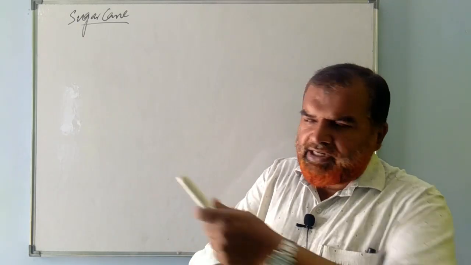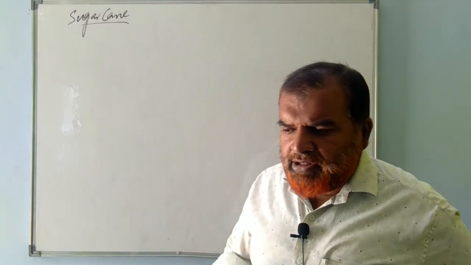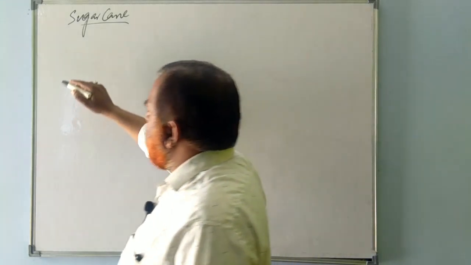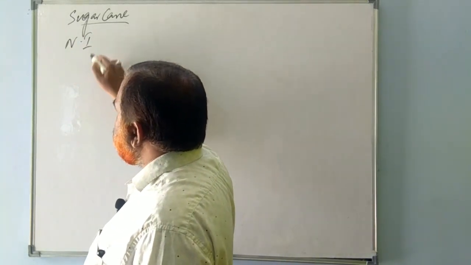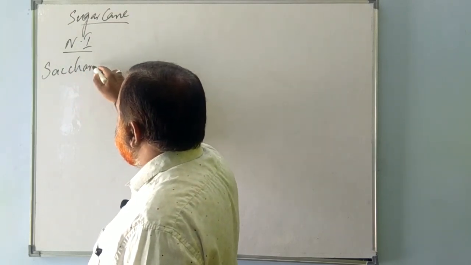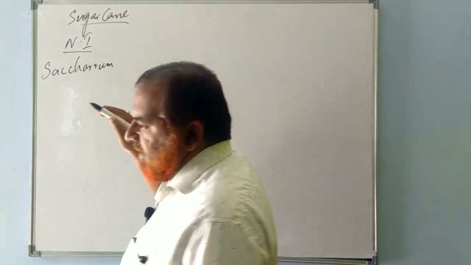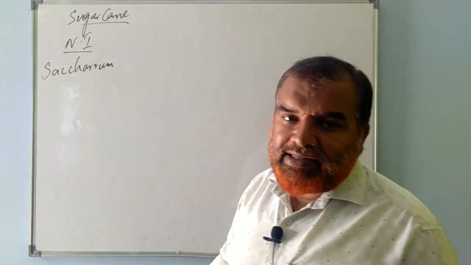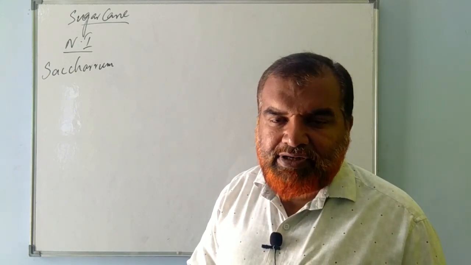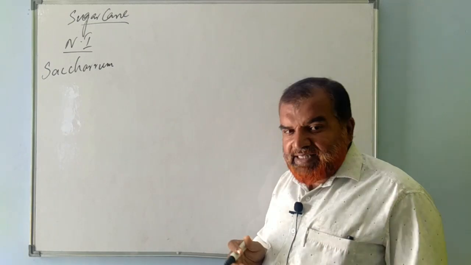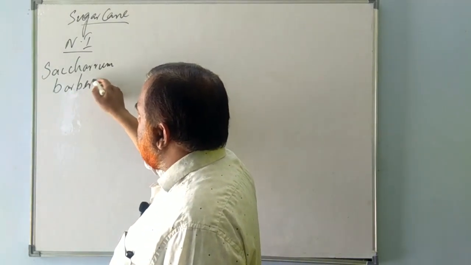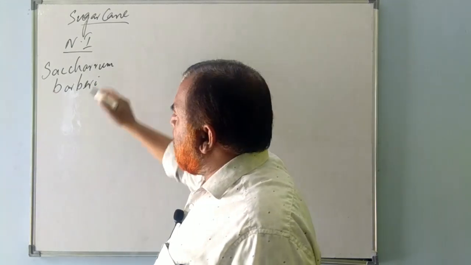Now there are two varieties in our country. One is grown in North India, the other is grown in South India. The North Indian variety is known as Saccharum. Saccharum is the scientific name of sugarcane. You might have studied in biomolecules, saccharin, saccharides, sugar, carbohydrates, all those things. Saccharum barberi is the genus and species grown in North India.